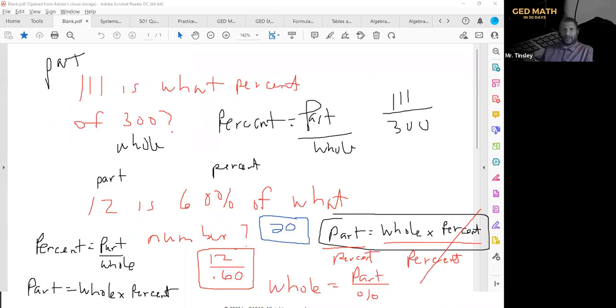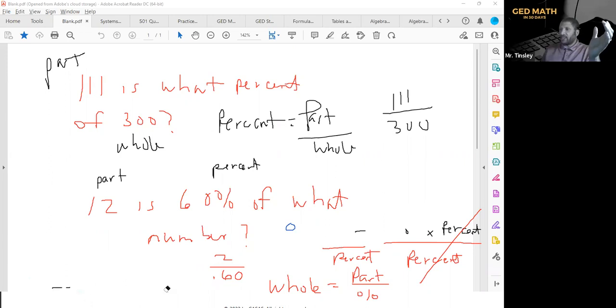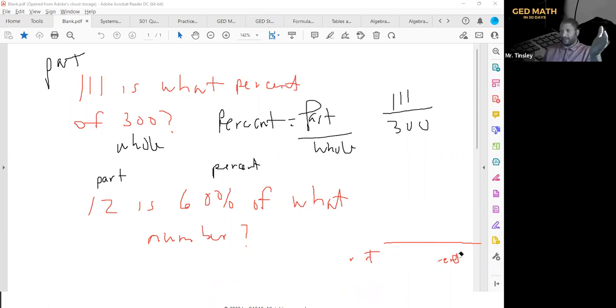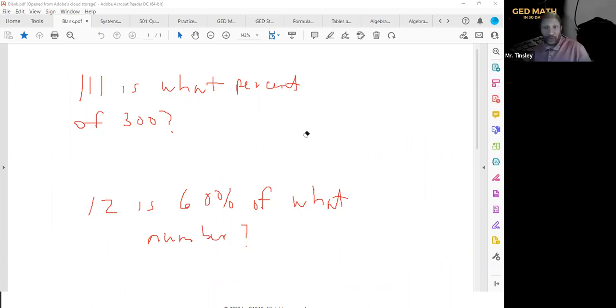Where are those two problems? There we go. Let me erase this. Again, if you want to pass this GED math exam, the first thing you need to do is identify what's given. The second thing you need to do is identify what they want. What are you solving for? If you can't identify that, you're in trouble. So that's the first step.